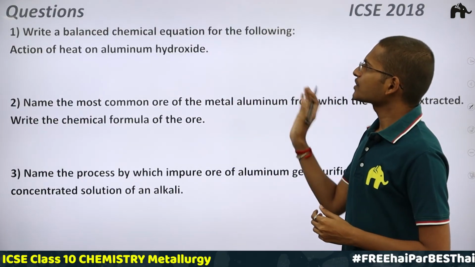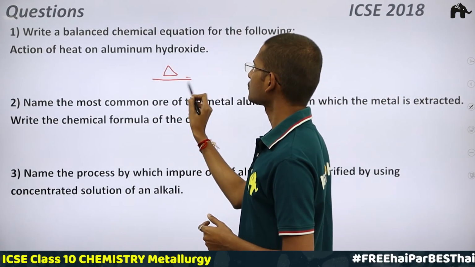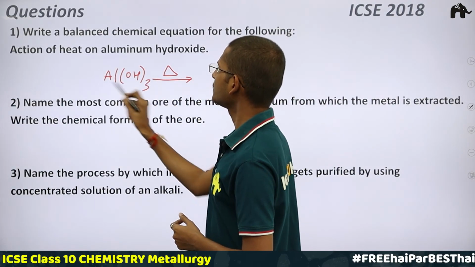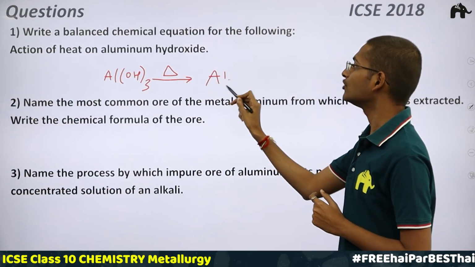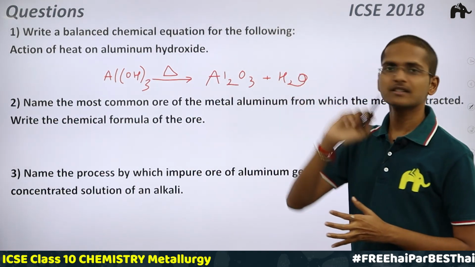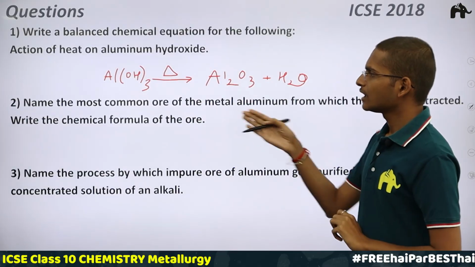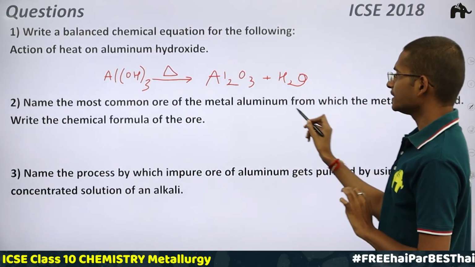Write a balanced chemical equation for the following. Action of heat on aluminium hydroxide. So this is our aluminium hydroxide. Just now we have seen when we heat it, what we get, alumina and water, right? And you need to balance this reaction. You would get a balanced chemical equation. Just now we have seen it. The 4th step reaction. Next is name the most common ore of the metal aluminium.